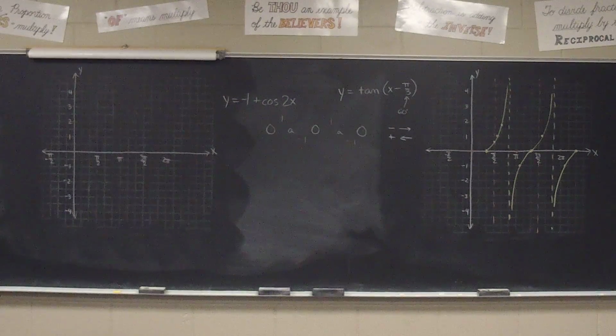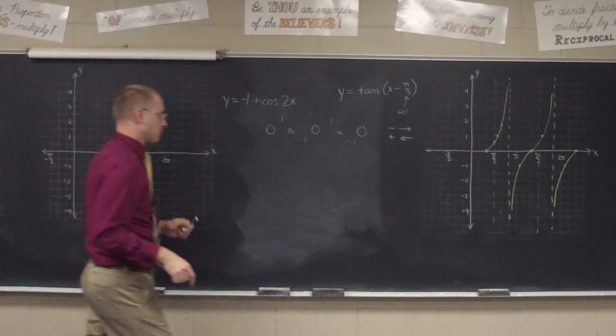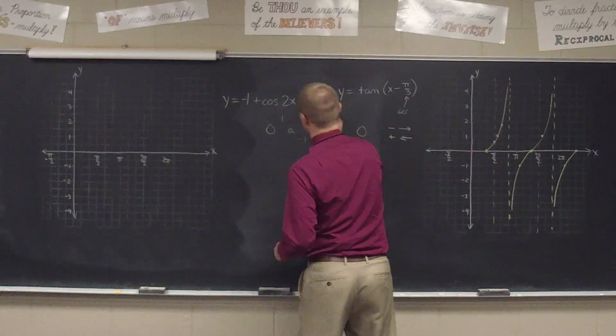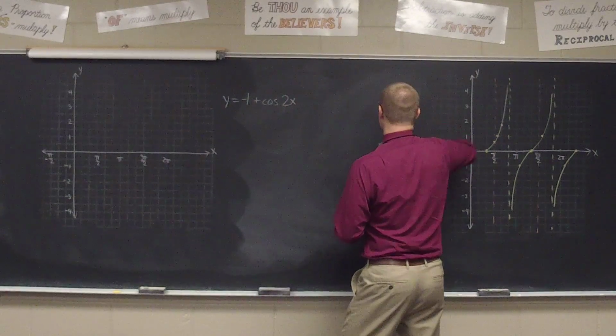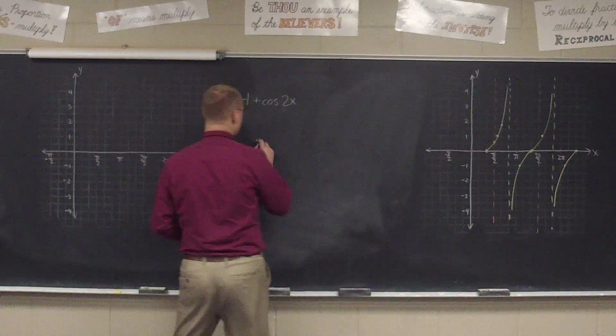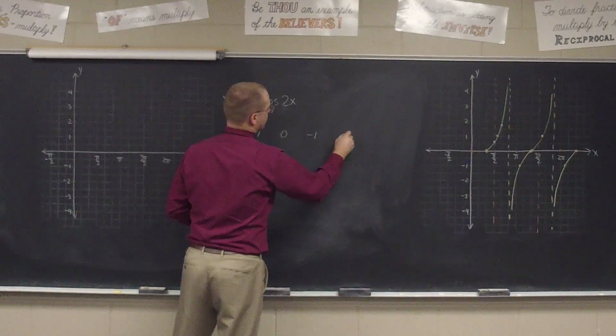So again, first thing I look for, key points. What are my key points, class? 1, 0, negative 1, 0, 1. Good, it starts at 1, 0, negative 1, 0, 1.